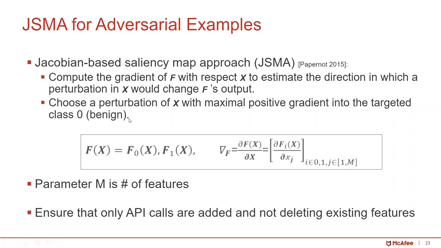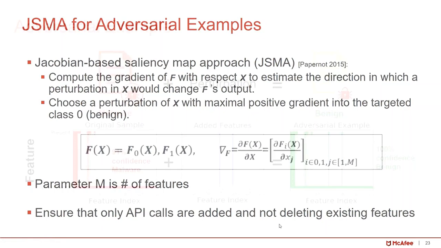We want to make a malicious sample look like a benign one so that we can evade the detection. The parameter M is the number of features. Here, we have two classes. Class 0 is benign, and class 1 is malicious, which is malware. We ensure that only API calls are added, and existing features are not deleted, so that malware samples still function maliciously.